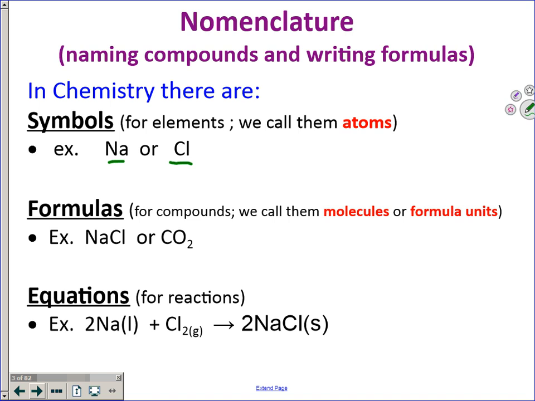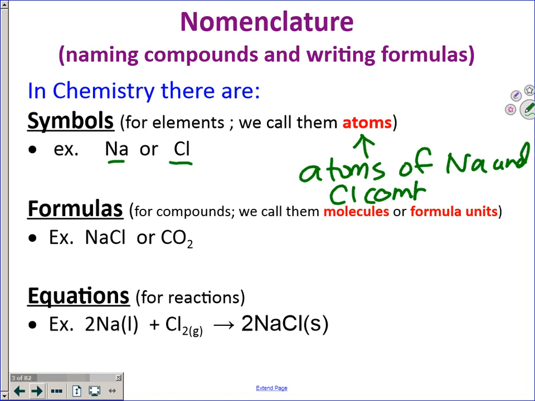So as we look at the periodic table of elements, we pull their symbols, and as we combine them to make compounds, we're saying atoms are combining. Atoms of sodium and chlorine combine to make a formula, or to make a compound. So we're taking the atoms and we're combining them to make compounds now. But that's old news. We knew that could happen anyway.